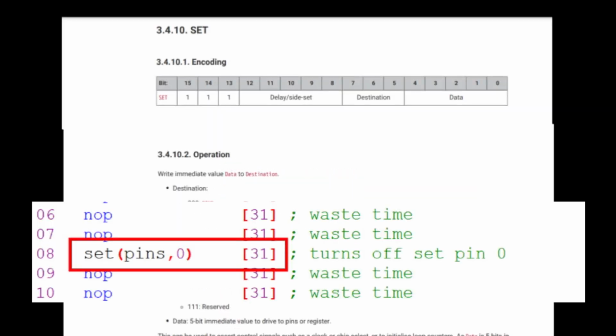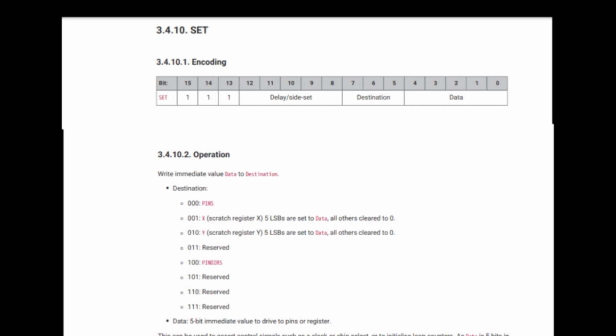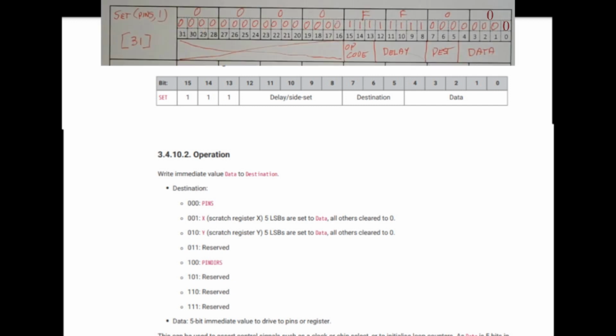The next instruction uses the set command to clear the base set pin. It encodes just like the first set instruction, except the last bit is 0 instead of 1. The resulting word is 0000FF00 hex.